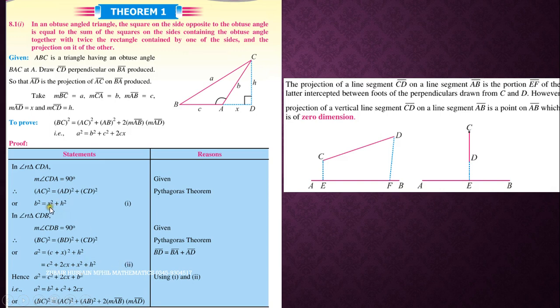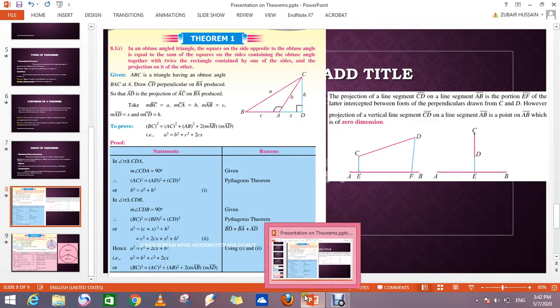If you see in equation 1, x square plus h square is b square. So replace x square plus h square by b square. Then it becomes a square is equal to c square plus 2cx plus b square, or a square is equal to b square plus c square plus 2cx. In terms of the sides, BC whole square is equal to AC square plus AB square plus 2 times AB into AD. Thank you so much for listening.